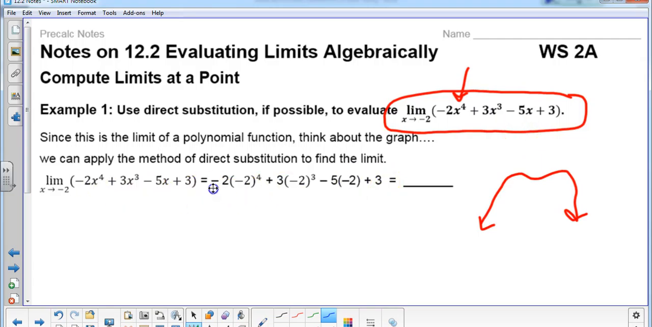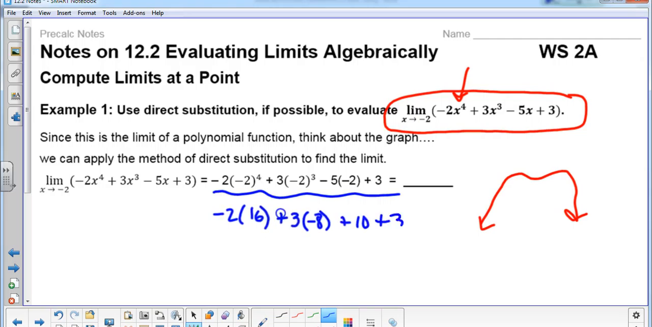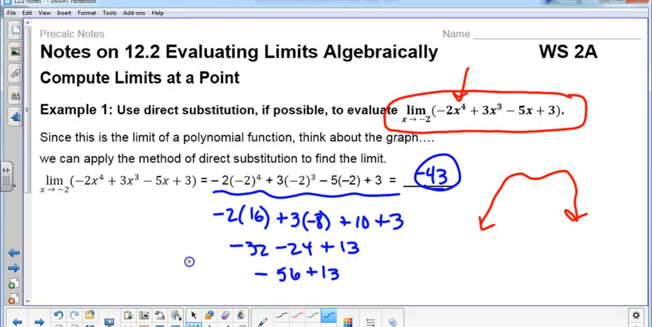All right, so if I put in negative 2 in all those places, can anybody figure out what that is? I'm just kind of randomly going through this. I don't know. Is it negative 43? Did anybody type it on their calculator? I'm going to go with that's right. We'll fake it.